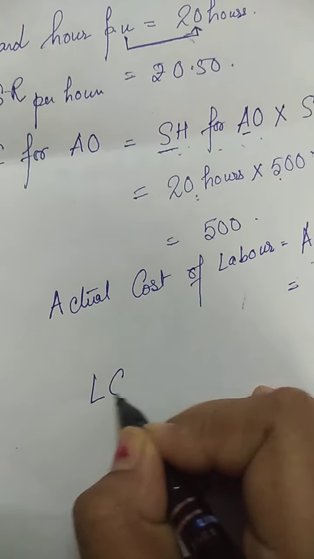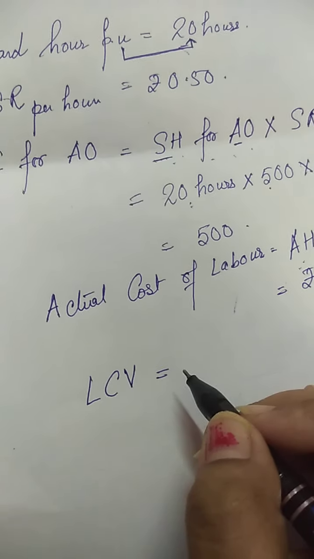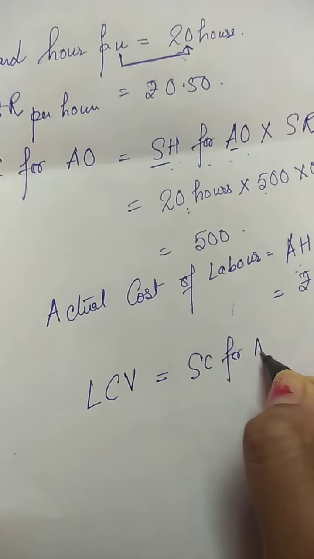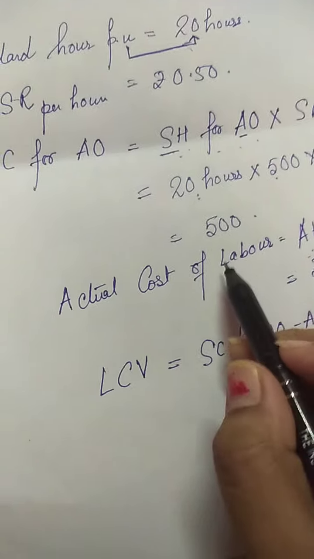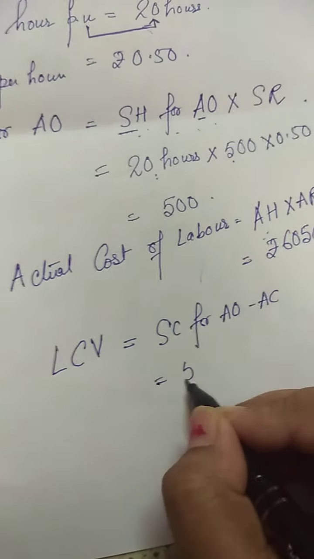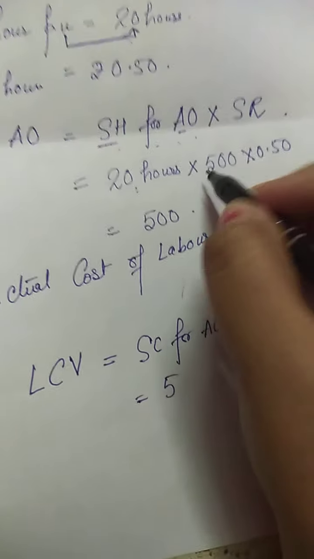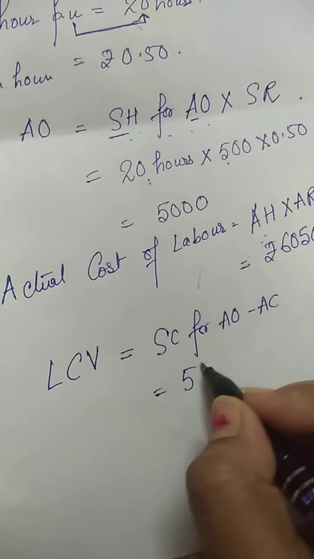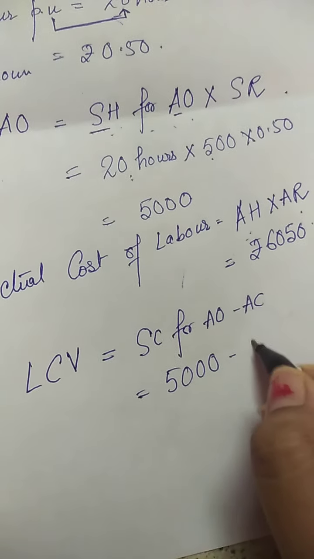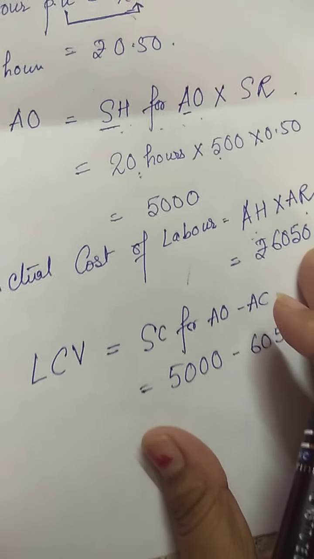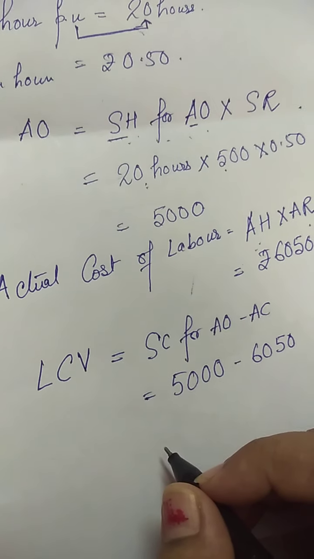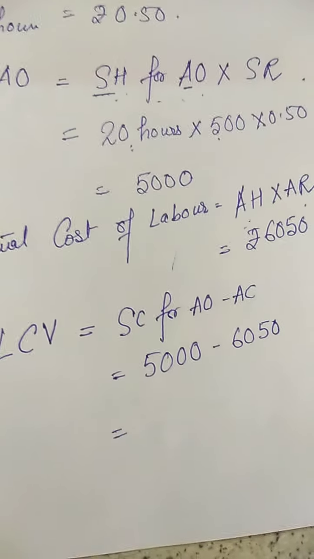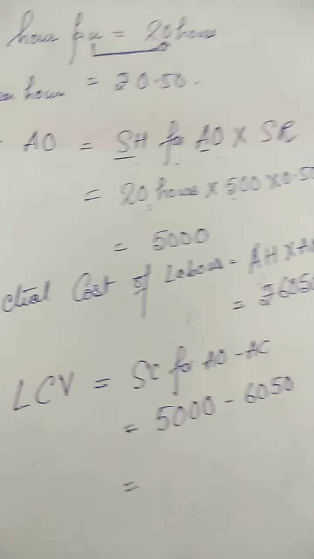So my first is labor cost variance. Costing really is easy. So first is labor cost variance, where it is standard cost for actual output minus actual cost. Standard cost for actual output is 5,000. Sorry, 5,000 minus 6050. So it's coming to 1050 adverse.